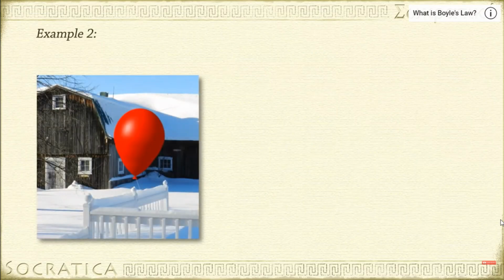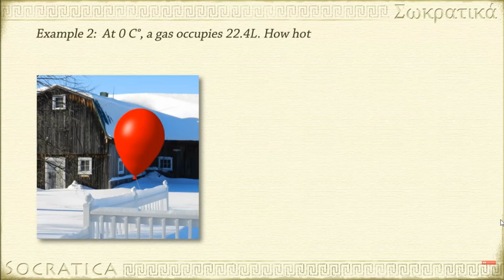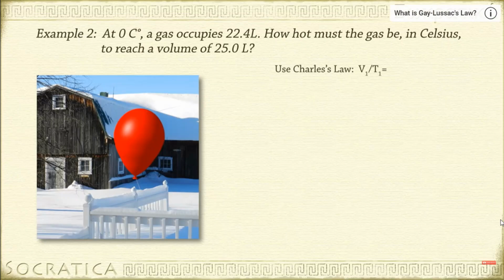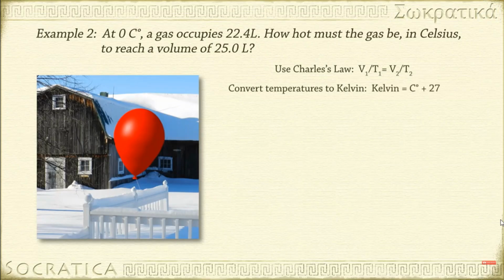Here's another example. At 0 degrees Celsius, a gas occupies 22.4 liters. How hot must the gas be, in Celsius, to reach a volume of 25.0 liters? V1 over T1 equals V2 over T2. Remember, we have to convert temperatures to Kelvin. Kelvin equals degrees Celsius plus 273.15, so T1 equals 273.15 Kelvin.